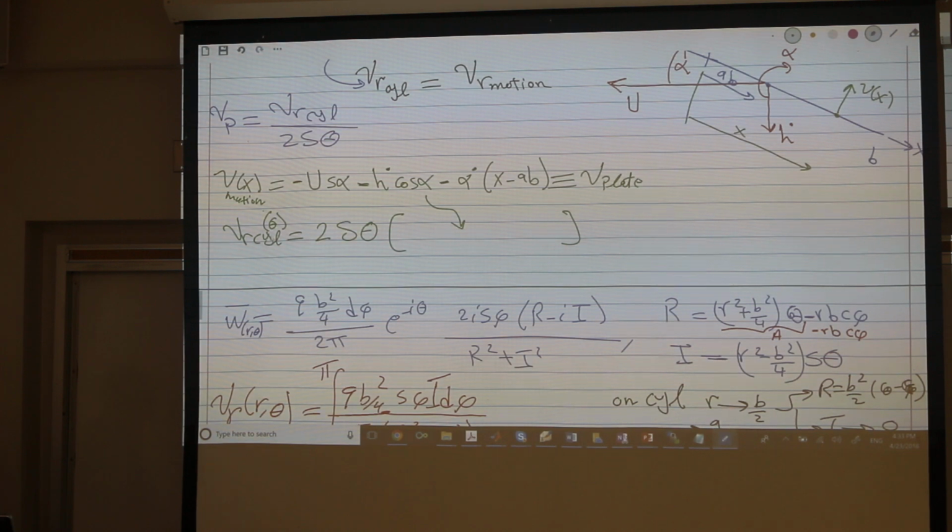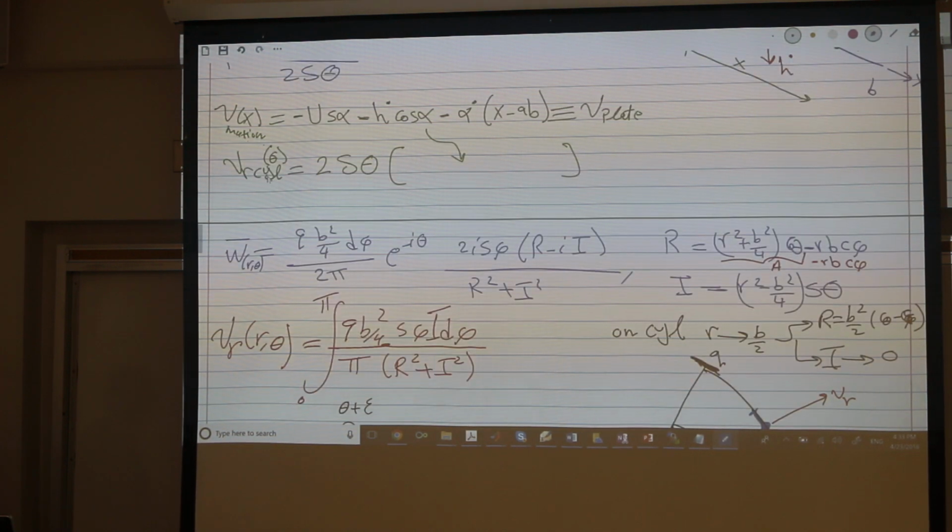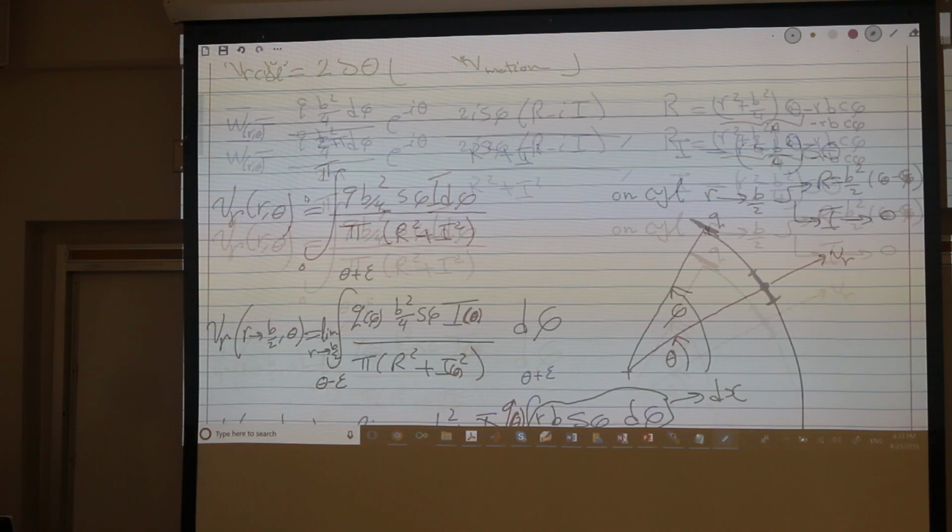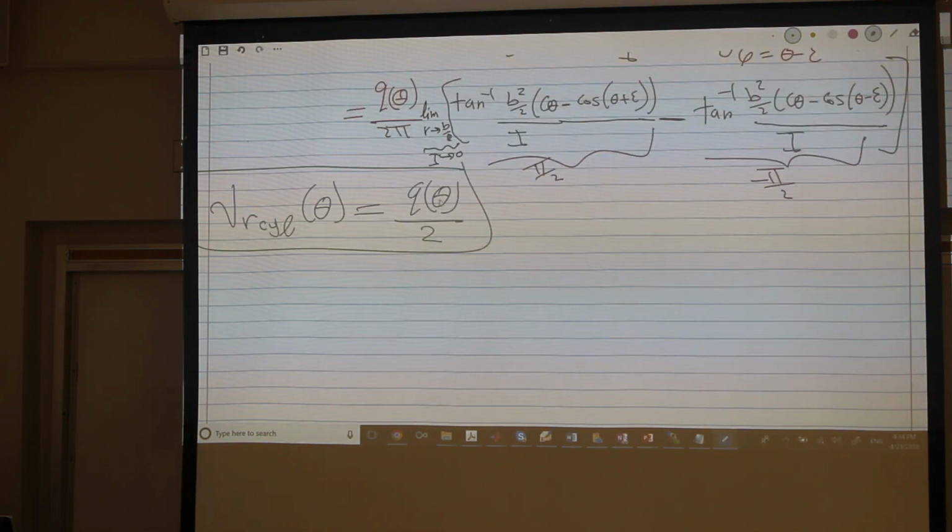You know, we have V radial of the cylinder now, which is 2 sine theta times V motion. This is V motion. Okay? So Q is 2 V radial of the cylinder, right? But this guy was 2 V motion sine theta. So this is 4 V motion of theta sine theta.